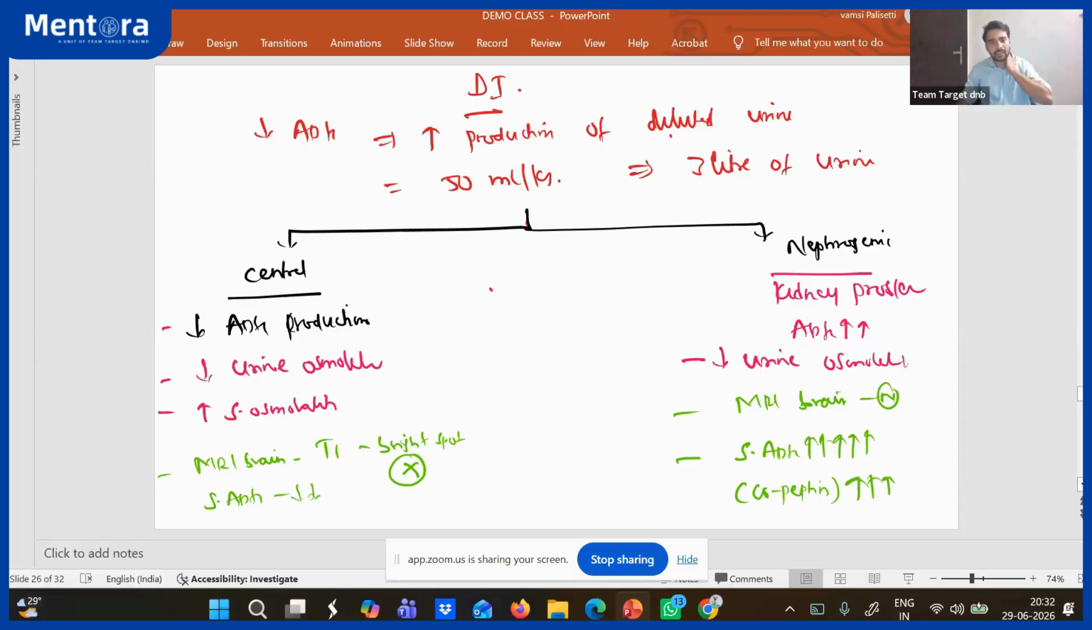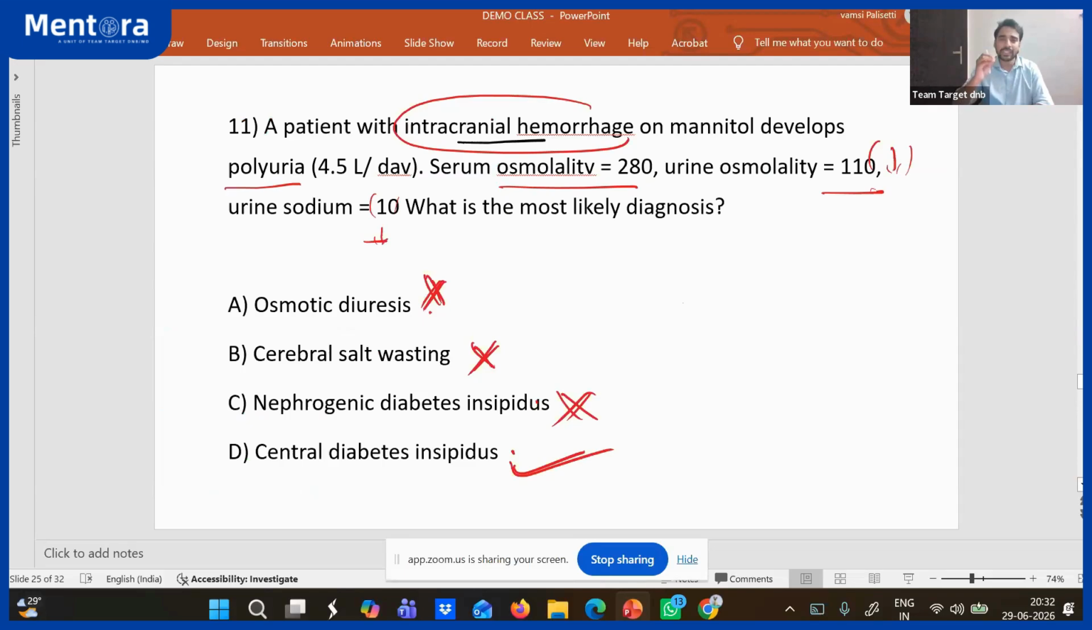Right? Clear? So just simple thing. What I want to say is the questions are very easy and clinical oriented questions. So patient has intracranial hemorrhage, on mannitol develops some polyuria. Don't think of it as some osmotic diuresis. If it is osmotic diuresis, urine osmolality should be high. If it is cerebral salt wasting syndrome, urine sodium should be high. So both are not there. So it's a diabetes insipidus.